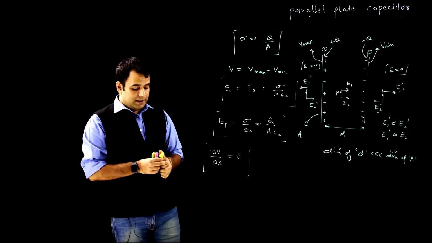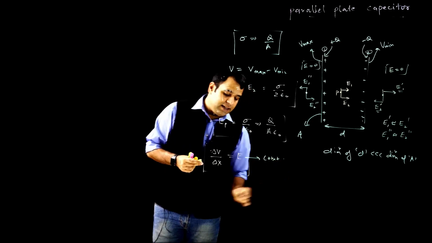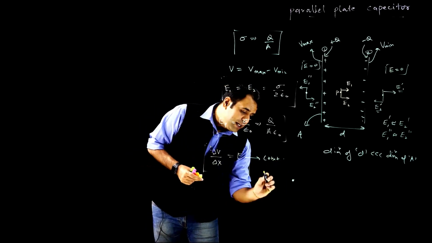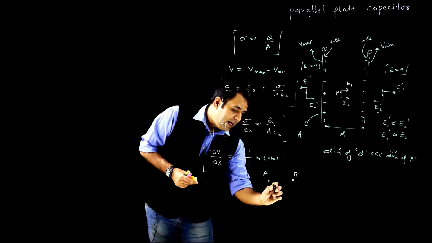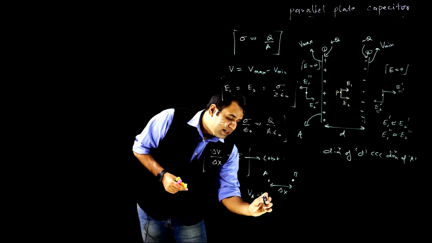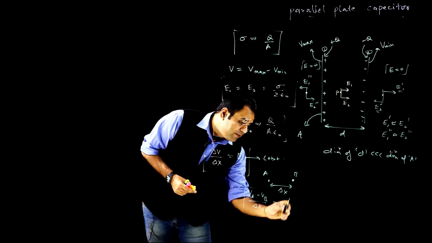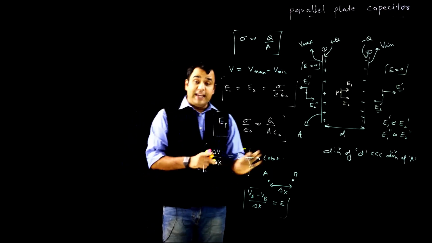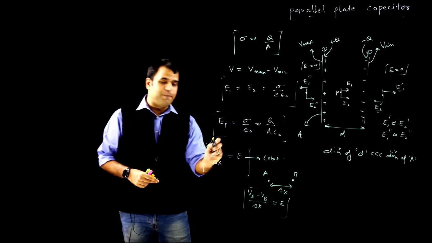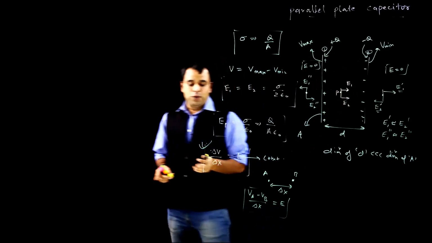This is the formula, but this formula is valid when E is constant. So if I'm having 2 points A and B, and the distance between these 2 points is delta X, then (VA minus VB) upon delta X is defined as E, which is the field between these 2 points. If E is constant, that's the formula I'm using. So this formula I can apply between plate 1 as well as plate 2.